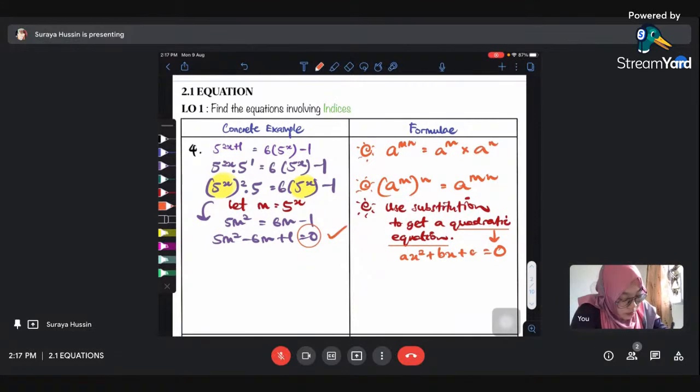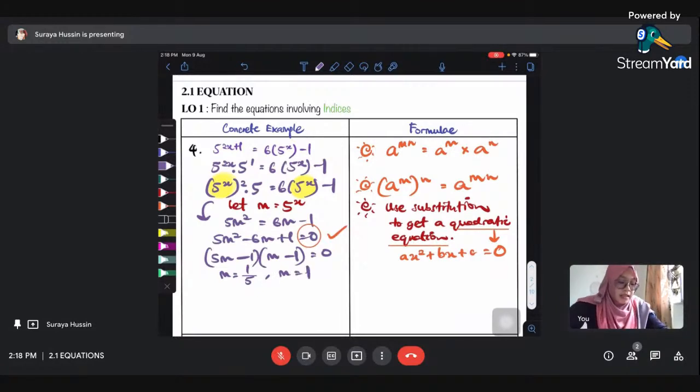So now you can factorize it using your calculator. Try to use calculator, boleh tak factorize? Okay, kadang-kadang tidak boleh. So this question membolehkan kamu untuk factorize. Ini cara laju saya buat. So m is 1 over 5, comma m is 1. But the thing is, do you want m ke? You nak x? So the question is very important here. You want x, bukannya m. So you have to change it back, the m into 5 to the power of x.